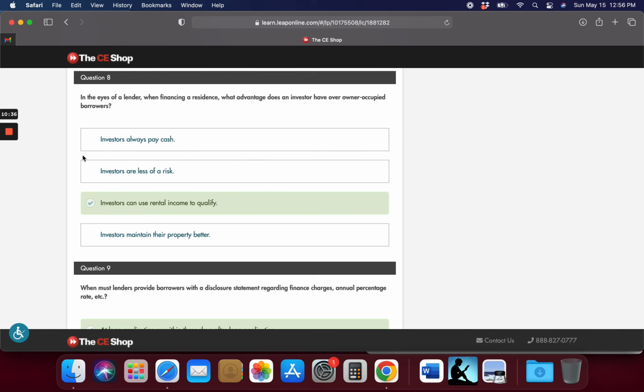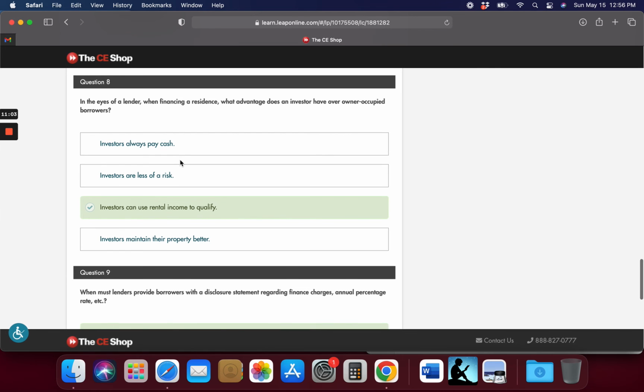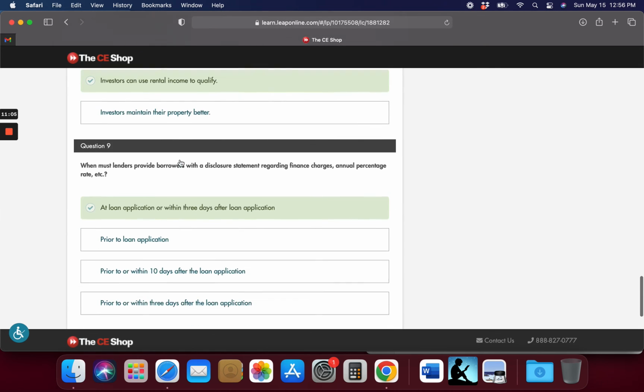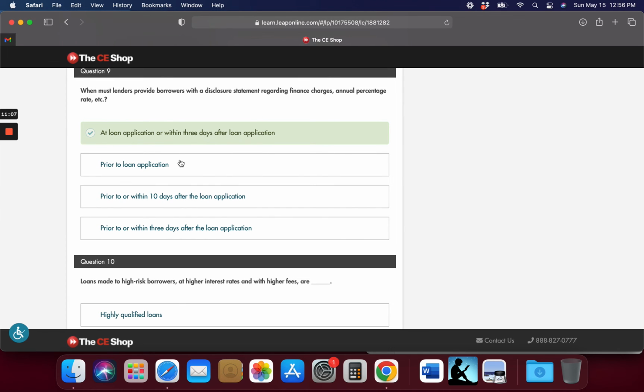So when you're taking these tests, this is what you look at. Does any of this other stuff make sense here? Investors maintain their property better. I mean, that's not necessarily true. A lot of investors don't even check on their property. They get somebody else to manage it, or they don't manage it at all. They don't necessarily pay cash, and they're not less of a risk. So all of these things were eliminated because they were not necessarily true. So that's when you take the test. That's what you do, process of elimination.